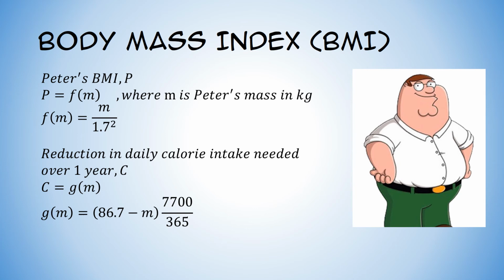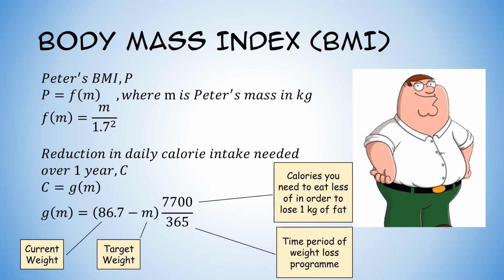This formula simply takes the difference between Peter's current weight and his BMI target weight, multiplies it by 7,700 calories, which is the calorie reduction needed per kg of body mass, and then divides it over a period of 365 days to get the required daily reduction. How would you use concepts of inverse functions and composite functions to perform this calculation? Pause the video to think of a strategy yourself. Are you ready for the answer?